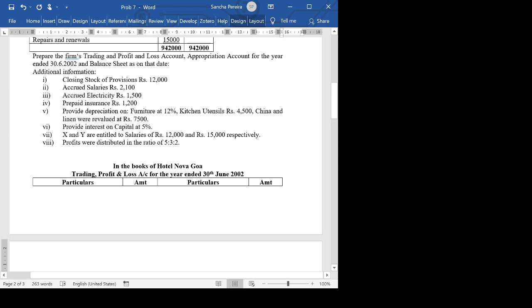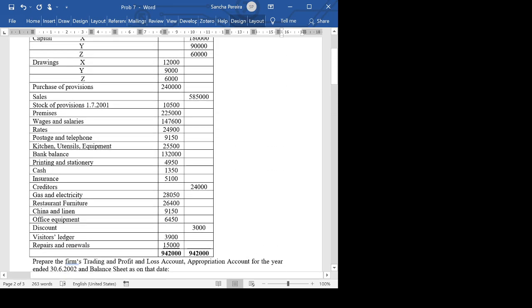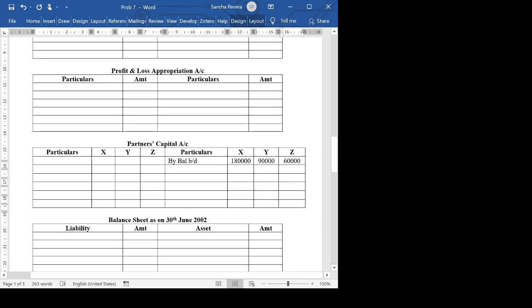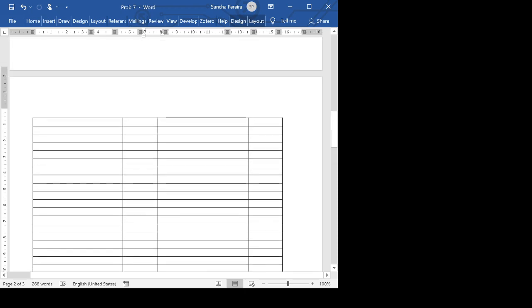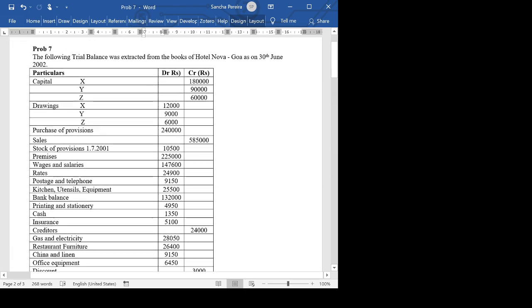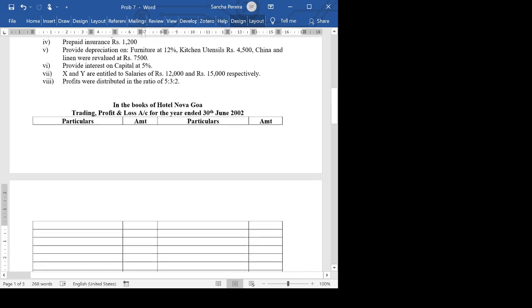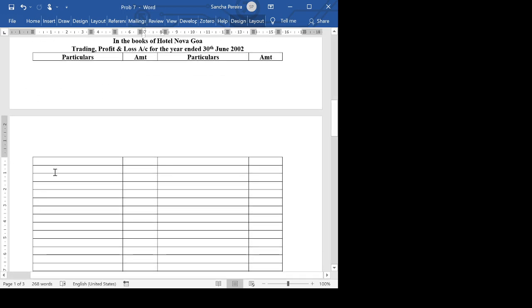Then we have drawings, which come on the opposite side: 12,000, 9,000 and 6,000. Then there is a purchase of provisions, 2,40,000. Since purchases is not the first item and we have opening stock, I will leave a line for opening stock and write the purchases. To purchases of provisions, 2,40,000.